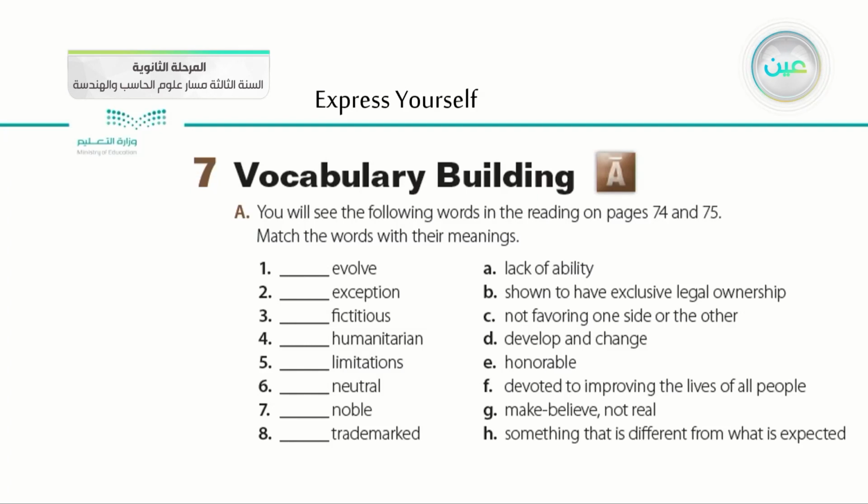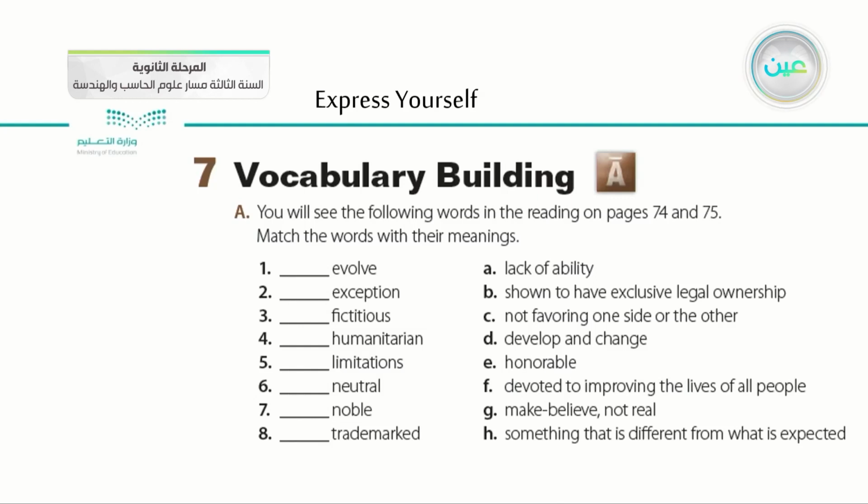We talked about the first one. Evolve, we said it's the change of something over a period of time. The second word, exception, refers to anything that is different from the other parts. Number 3, fictitious, any imaginary thing. Humanitarian, something that aims to develop the lives of people. Number 5, limitations, the boundaries, or let's say the disadvantages of something.